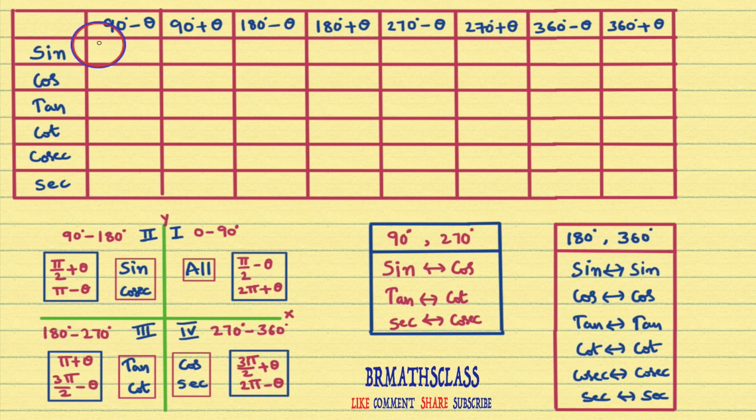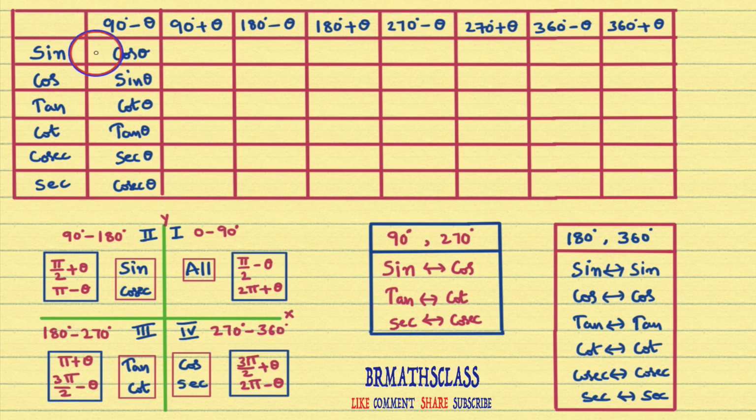Okay, sine 90 degrees minus theta. You saw 90 degrees. Whenever you see 90 degrees, sine changes to cos. So you write here cos theta. Cos changes to sine, you write sine theta. Tan changes to cot, cot theta. Cot changes to tan theta. Cosecant changes to secant theta. Secant changes to cosecant theta.